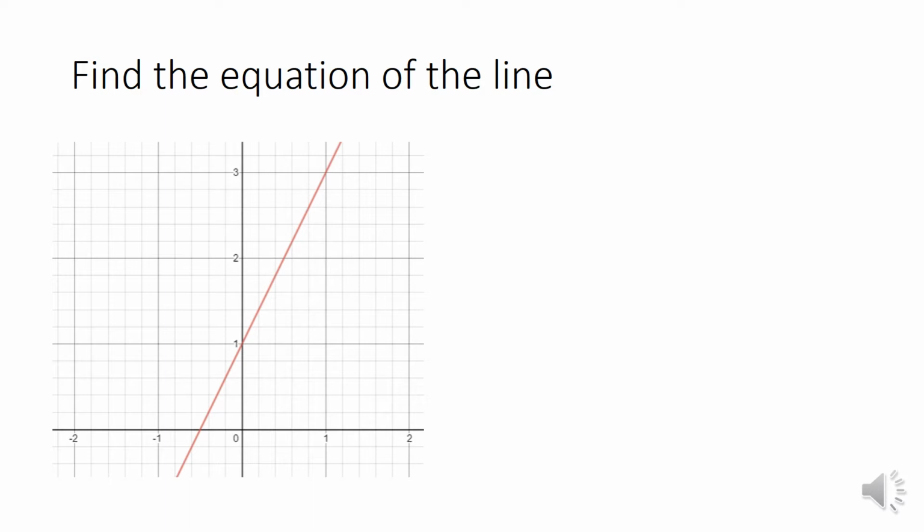So when we've got a straight line, they're always in the form y equals mx plus c. In this form, m represents the gradient or the steepness of the line, and c is the y-intercept, so that is where the line crosses the y-axis. So when we've got our form here, we need to fill in what m and c are.